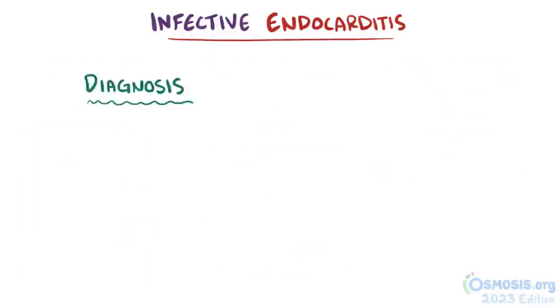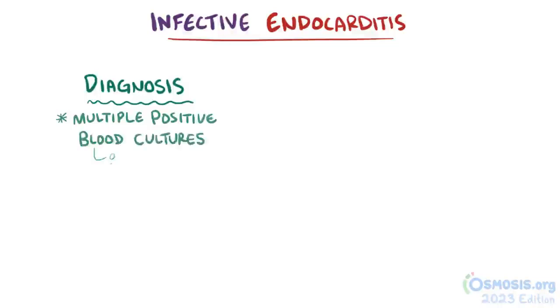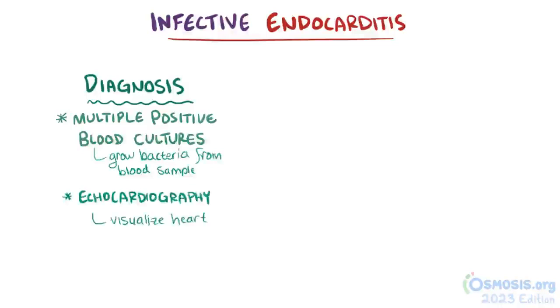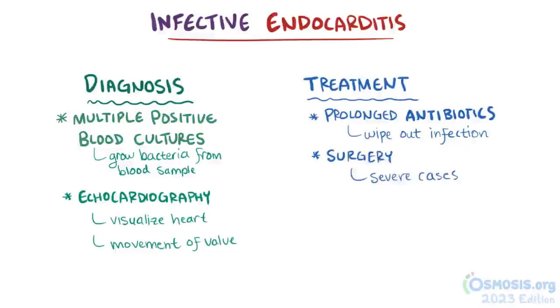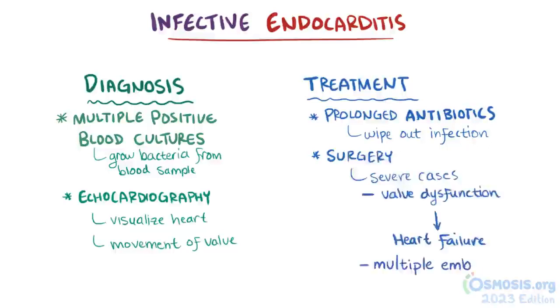Diagnosing the cause of infective endocarditis typically involves getting multiple positive blood cultures, which is literally growing bacteria from a blood sample. Echocardiography can also be used to visualize the heart and look for vegetations or more subtle clues, like the way the valve's moving. Depending on the organism that caused the infection, a prolonged course of antibiotics will likely be used to try and wipe out the infection, but surgery might be needed for severe cases, especially when the valve dysfunction causes heart failure or there are multiple emboli.